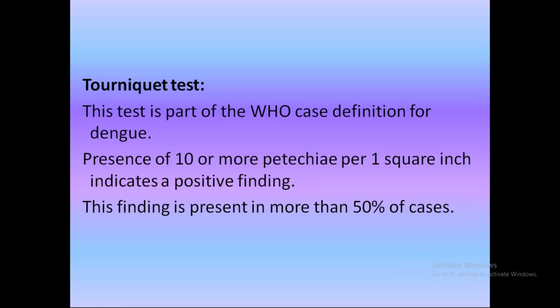So the tourniquet test is also very, very important. For pediatrics, they may ask a 2 marks or 4 marks question also. This test is very important according to WHO as a case definition for dengue. Presence of 10 or more petechiae per 1 square inch indicates a positive test. But usually it will be more than 20, 30 also we can observe in case of dengue fever. In more than 50% of the cases, if you do the tourniquet test, it will be positive. How will you do it?